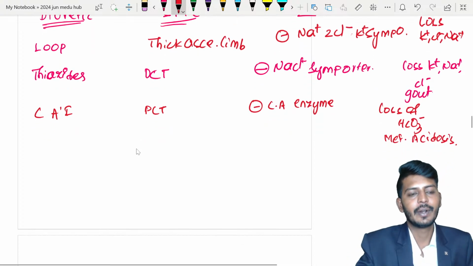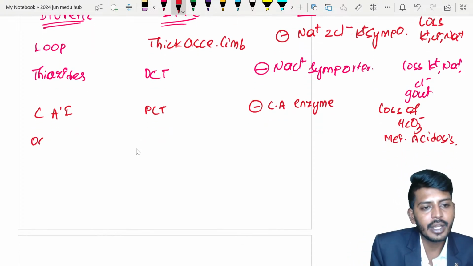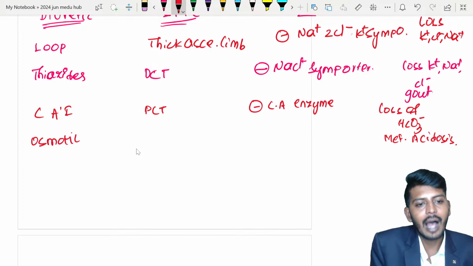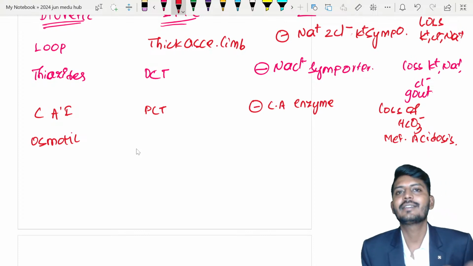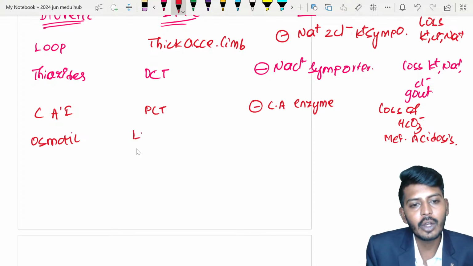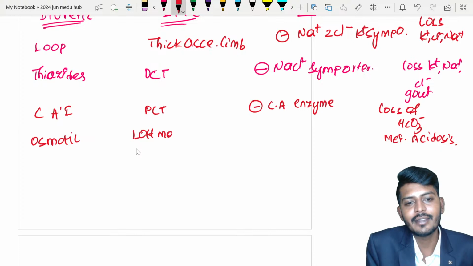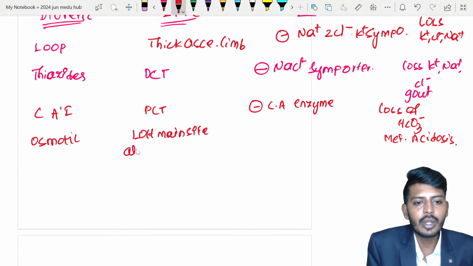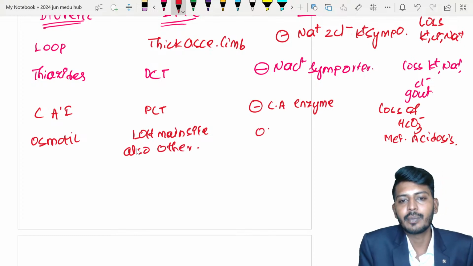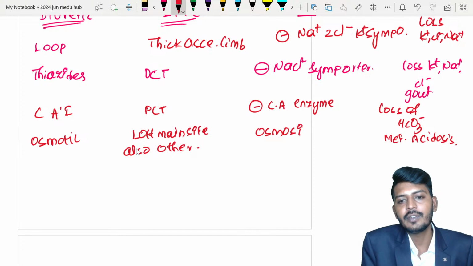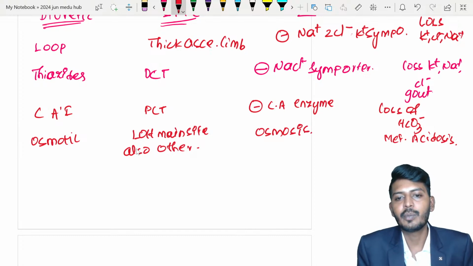Metabolic acidosis. Okay, then we have osmotic diuretics. Where do they work? Majorly you can say all over the nephron, but mainly the loop of Henle is the main site, but also in other places. It works by osmosis. And osmotic diuretics are the drug of choice.